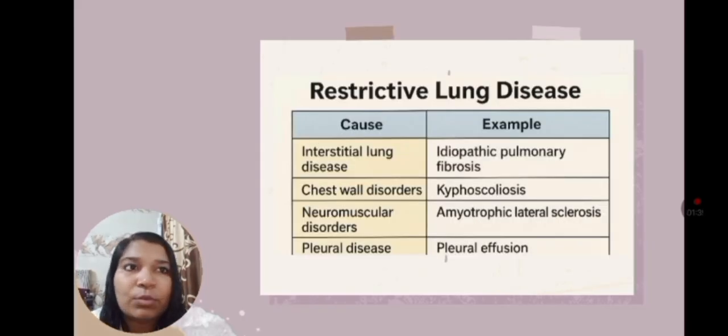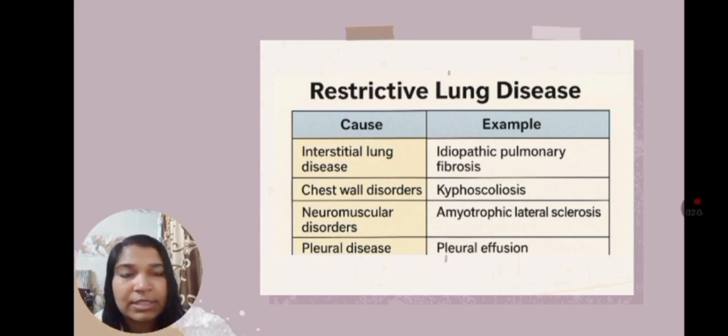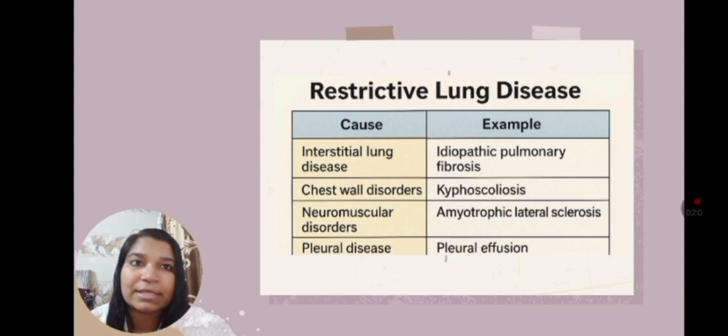Second is restrictive lung disease. These are conditions that limit the expansion of the lungs, causing a decrease in lung volumes and lung capacities. Causes include interstitial lung disease, skeletal disorders like kyphoscoliosis, neuromuscular disorders such as amyotrophic lateral sclerosis, and pleural disease like pleural effusion. The conditions that limit the expansion of the lung, which lead to a decrease in lung volumes and lung capacities, are known as restrictive lung disease.